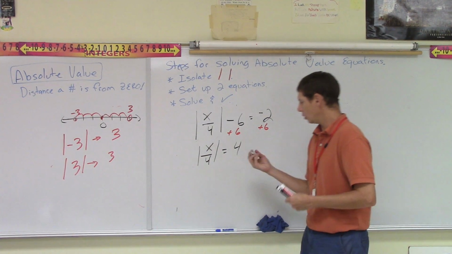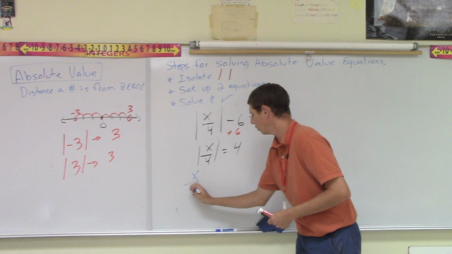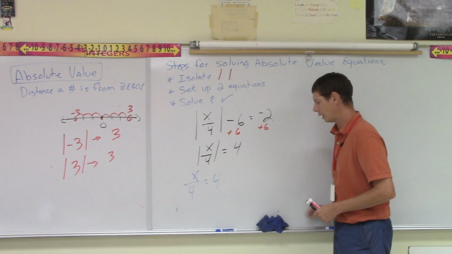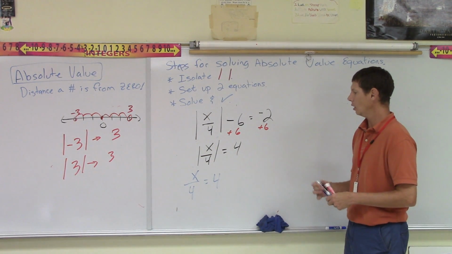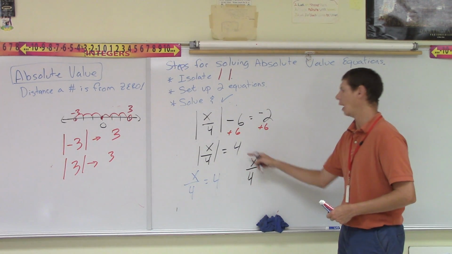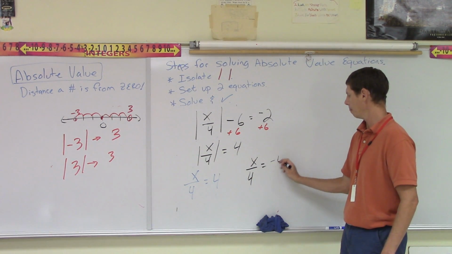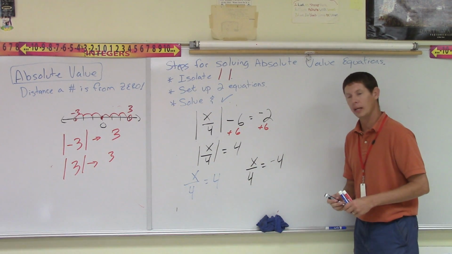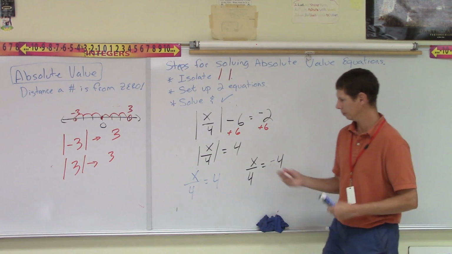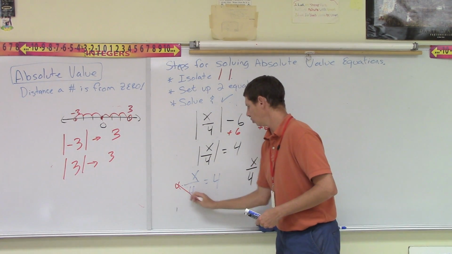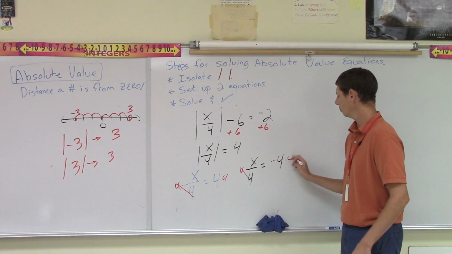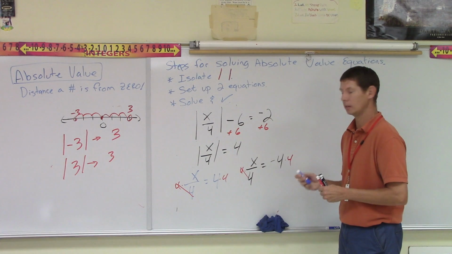So again, our two equations: we can do x over 4 equals 4, pretending like the absolute value bars are not even there. And we can also set up the other one, x over 4 equals the opposite of the other side, negative 4, and we're set to solve. And if we solve these, multiply both sides by 4, it gives us our result.